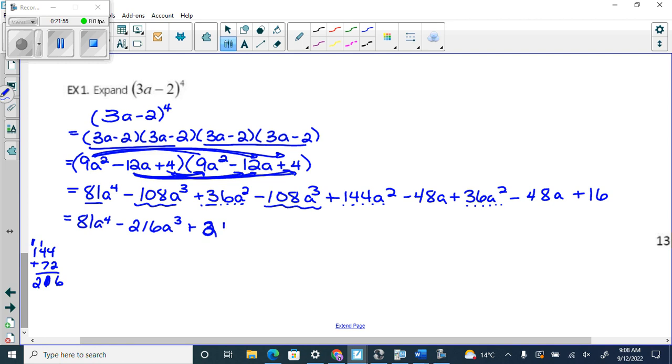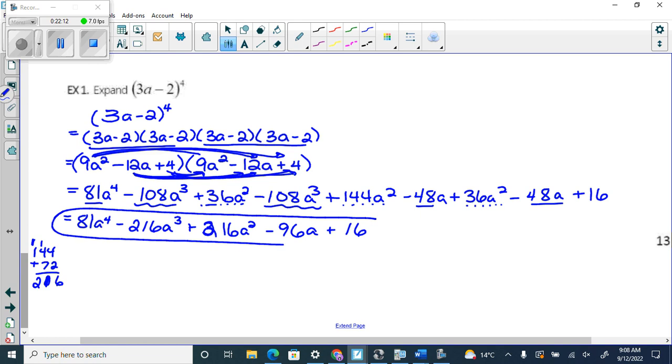Fixed it. 216a squared minus 48 is minus 90. Plus 16. Now we're like, that's not too bad, because it's to a 4. What if it's to a 10? Or what if I'm missing a variable and I ask for it? Or what if I'm asking you for just the 4th term? You're doing a lot of work to just find a 4th term, right?